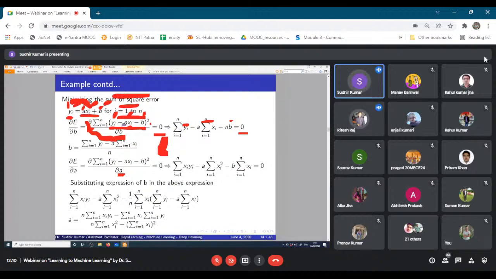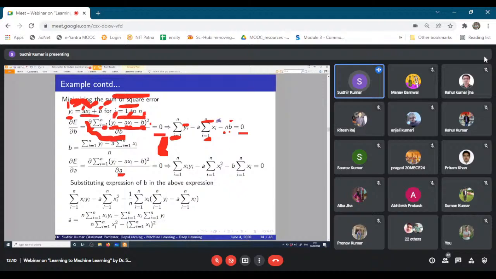So it's simply what you get: sum of yi, a outside sum of xi, and summation of b n times. When you add some constant n times, what will you get? N times that constant. If you add 5 a hundred times, you will get 100 into 5. This is 100, this is 5. This is the first equation.